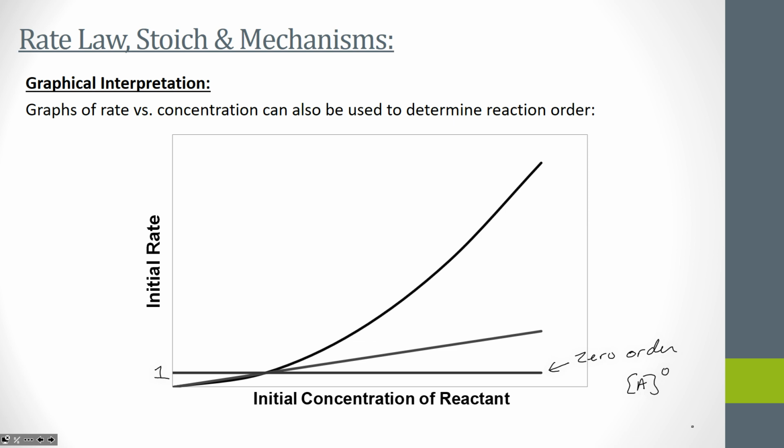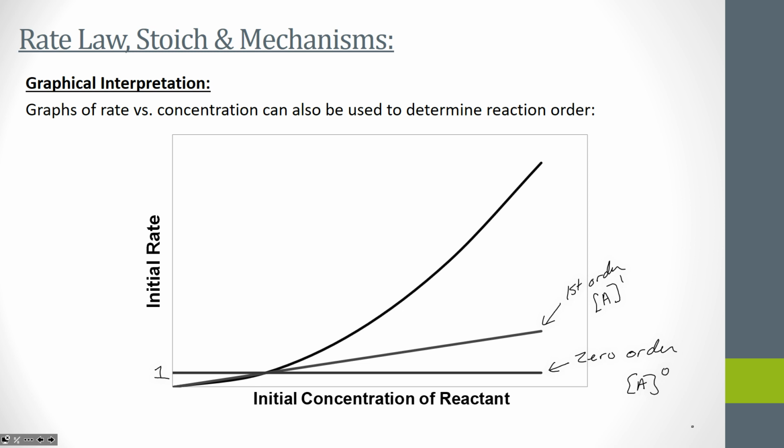But if we're talking about first order, it gives us a linear graph. You're thinking about y equals mx plus b. X has no power on it. It's just x to the power of 1, I guess. So this would be the concentration of a to the power of 1. So it's going to increase steadily. If you double it, it doubles, triple, triple, quadruple, quadruple, and so on and so forth.